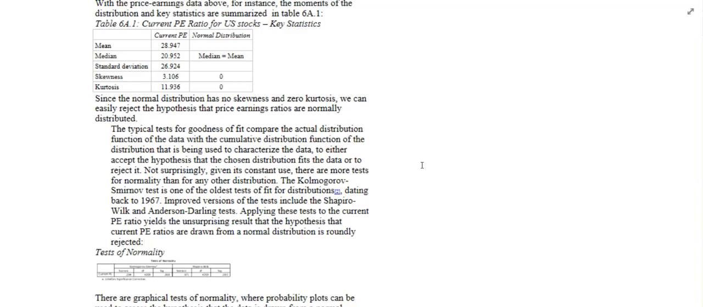Not surprisingly, given its constant use, there are more tests for normality than for any other distribution. In other words, the normal distribution is utilized in a real large percentage, I don't know what it would be off the top of my head, of statistical analysis. That Gaussian bell curve normal distribution is really the most widely applied. So again, because of that, you would certainly understand why there are so many tests for it. One of the ones that's been around for, I guess, 50 years, is the Kolmogorov-Smirnov test.